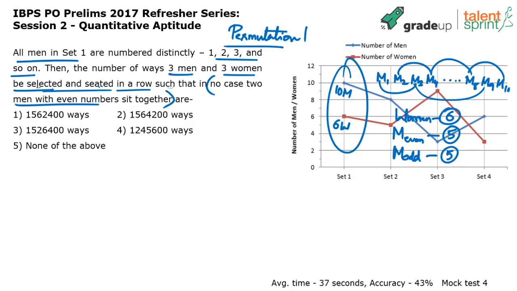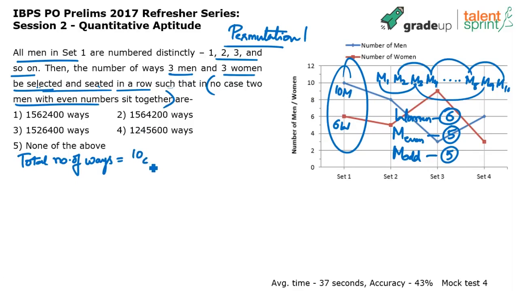Now, what do we have to do? We have to find out those cases where we are selecting 6 people, 3 men and 3 women, and arranging them in a straight line in such a way that no 2 men with even numbers are sitting together. First of all, what is the total number of cases? What is the total number of ways? Forget about any condition. No condition involved. Then how do you do it? I have to select 3 men out of 10.